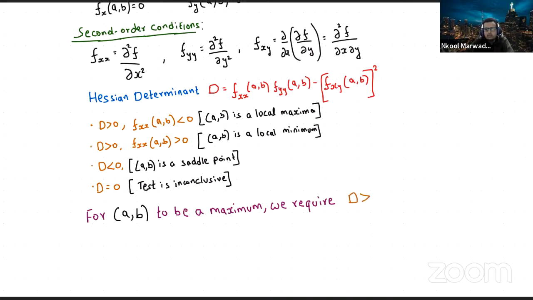F of XX, AP should be negative. This is the final answer for this question.